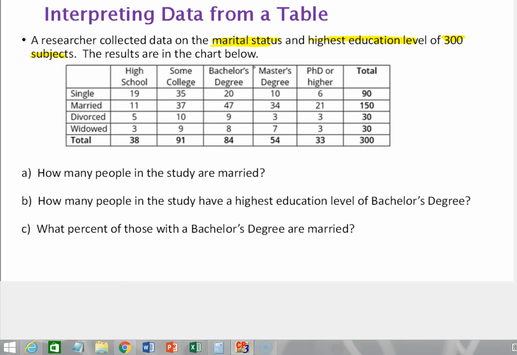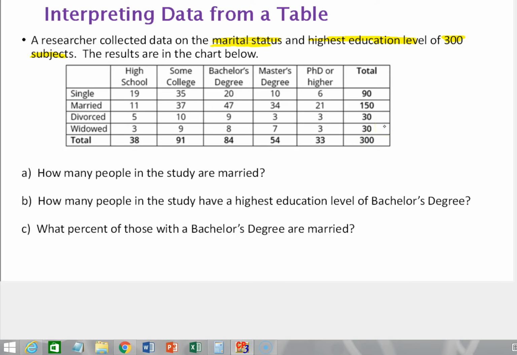This table is a little bit different than ones you may have seen before. It's called a cross-tabulation table or a contingency table. It's based on two different variables, namely marital status and highest education level. But they're broken into more than two categories. So the marital status has 4 categories, highest education level has 5 categories, and all the combinations are in the middle of the table. And notice we also have a total row and column, and in the rightmost lower corner is that 300, which is the total number of people surveyed.